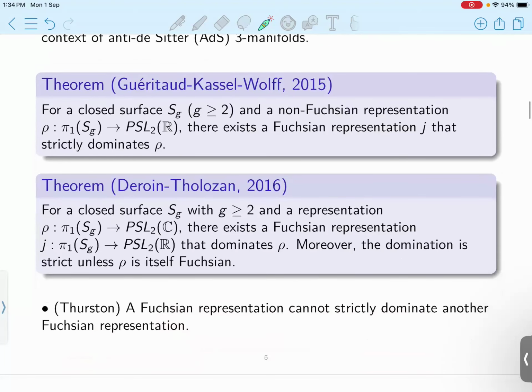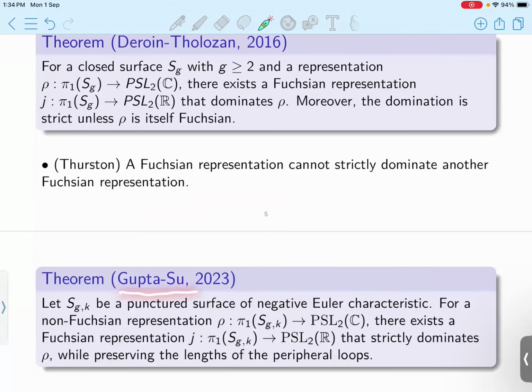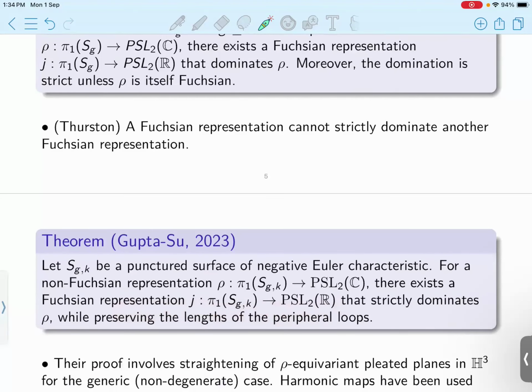What about punctured surfaces? The following theorem by Gupta and Su says: let S_{g,k} be a punctured surface of negative Euler characteristic. Now, for a non-Fuchsian representation rho from pi1 S_{g,k} to PSL2C, there exists a Fuchsian representation j from pi1 S_{g,k} to PSL2R that strictly dominates rho while preserving the lengths of the peripheral loops. Peripheral loops means loops around the punctures.